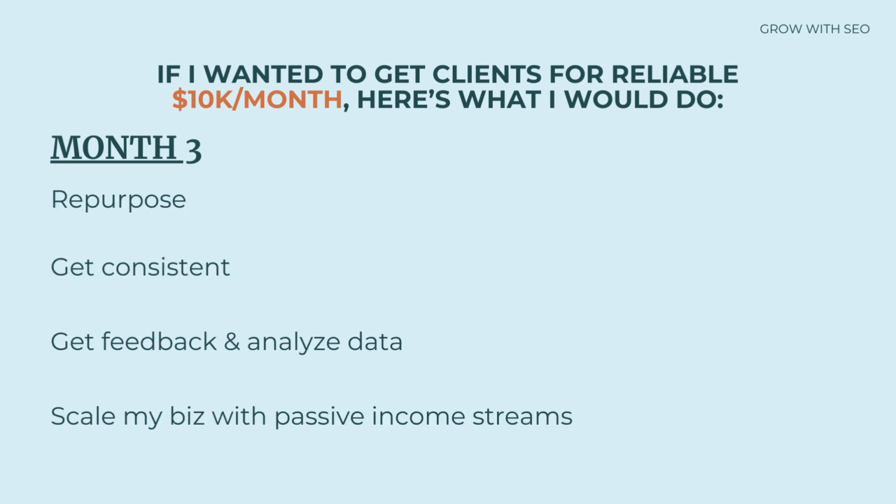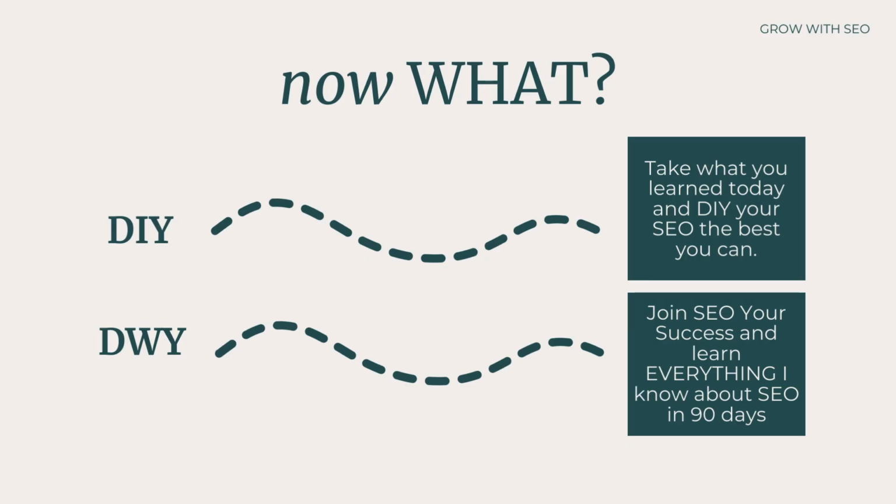Month 3, I would work on repurposing my content. I would get consistent and I would get feedback and analyze my data to see what's working and what's not. By then, I should know what's working. I can start planning my content for the next quarter and I can work on scaling my business with passive income streams.